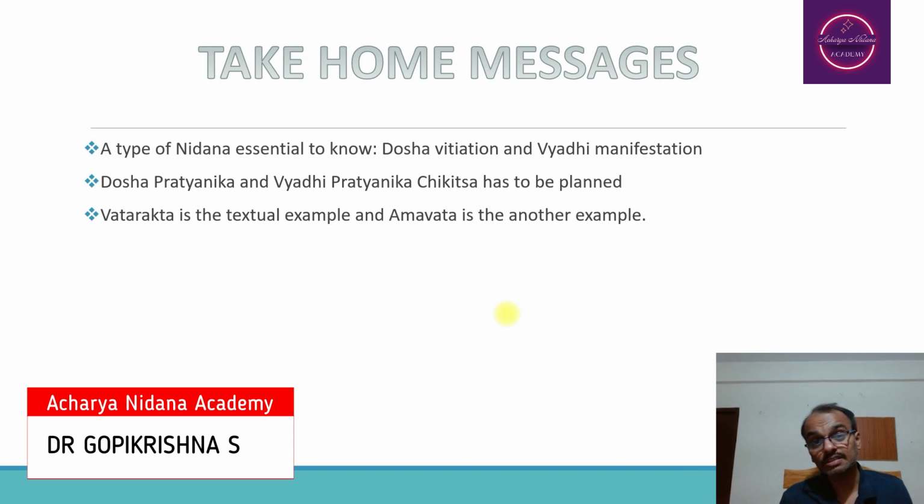As far as Ubhaya Hetu is concerned, Vatarakta Nidana, the causative factors for the manifestation of Vatarakta, are considered as the example for the Ubhaya Hetu, and Amavata could be another example, where the causative factors for Ama formation are separately observed in the patient, plus Vata Prakopaka Nidana may also be observed in those patients.